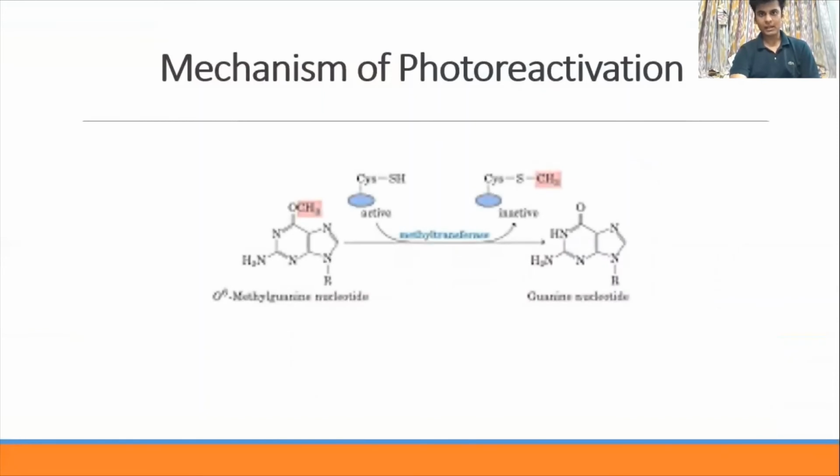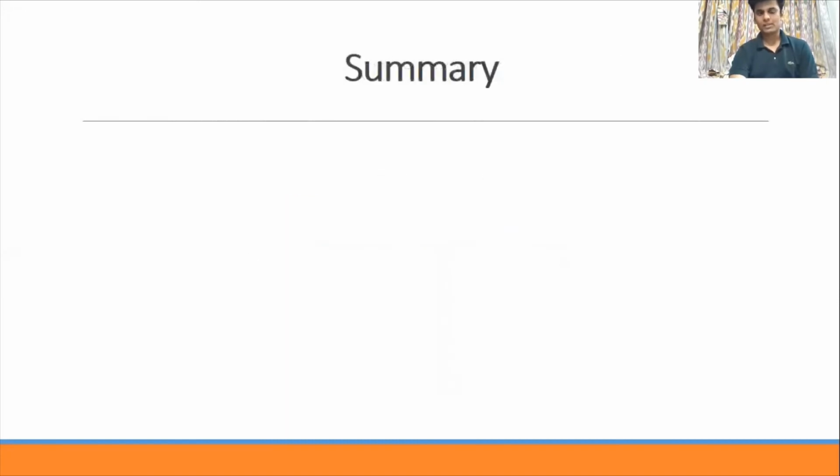Similarly, methyl and other alkyl groups that have been added to the O6 position of guanine can also be removed with the help of enzymes such as alkyl transferase or methylguanine methyltransferase. Thereby, damage to guanine from mutagens such as methyl nitrosoguanidine can be repaired directly. Now let's summarize this topic.